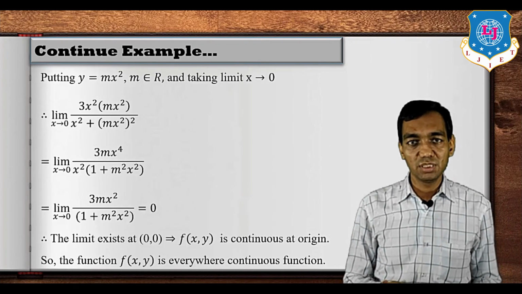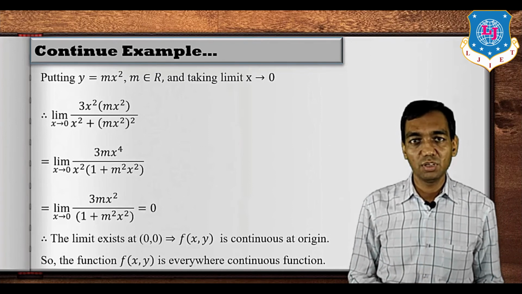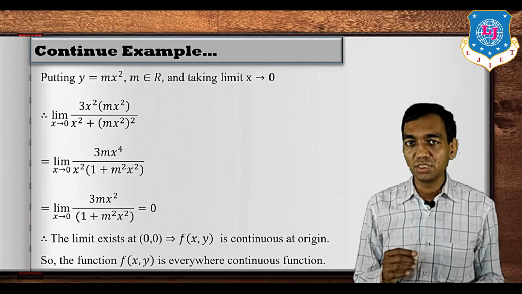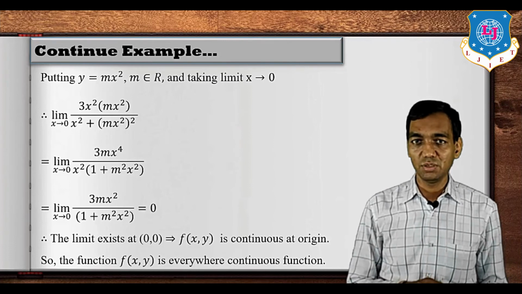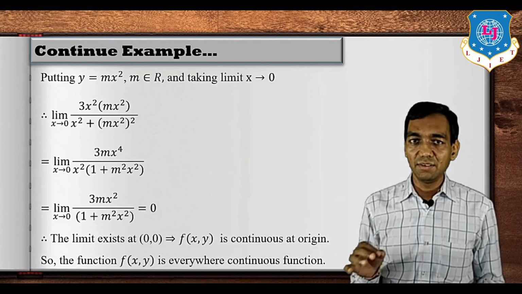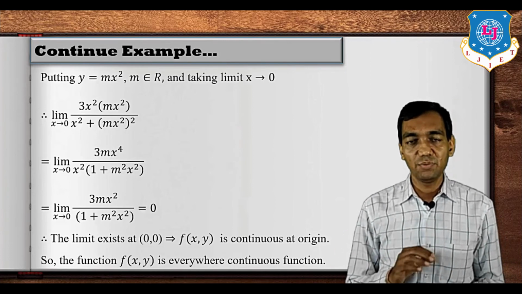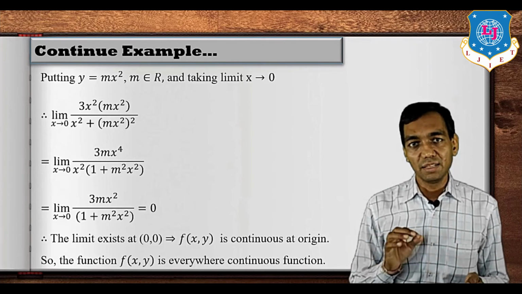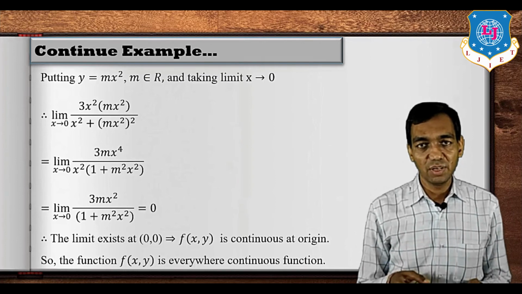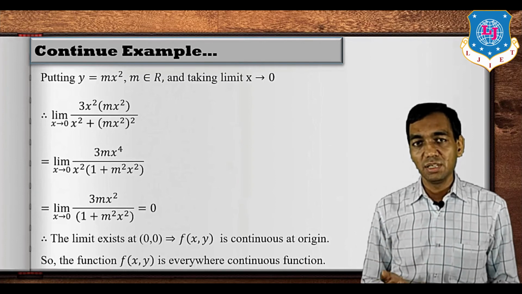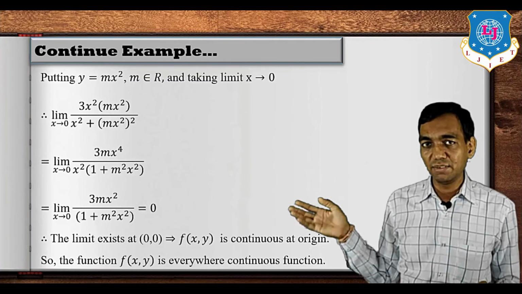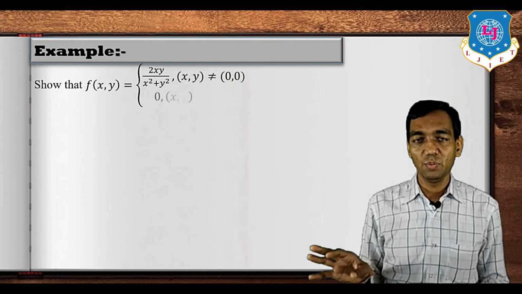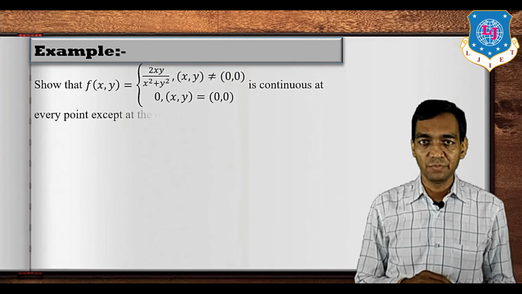That means you have a value 0 for all of the paths, and therefore the limit at the point exists and it has a value 0. Also, the function has a value 0 at the point 0, comma 0. So the limit and the value at the point both are the same. Therefore, the function is continuous at origin. And because we have already written that it is continuous everywhere else, your function is continuous everywhere on the real xy plane.